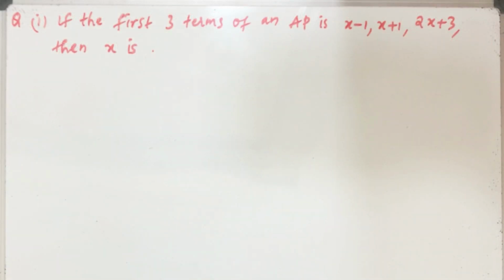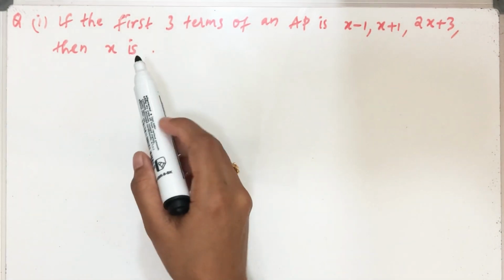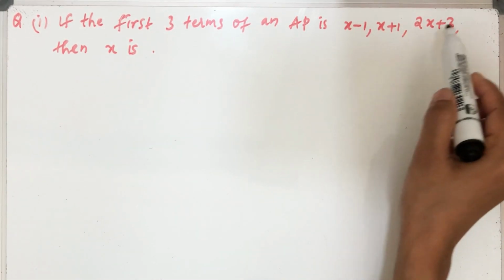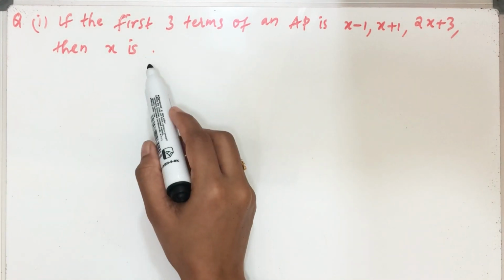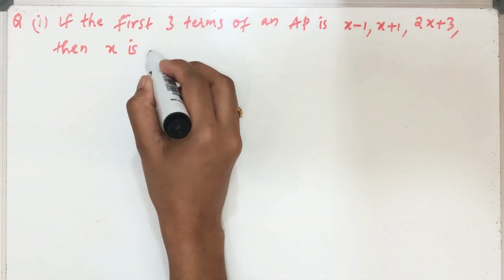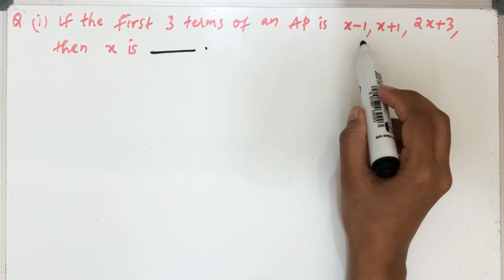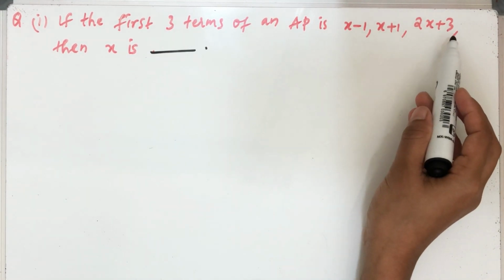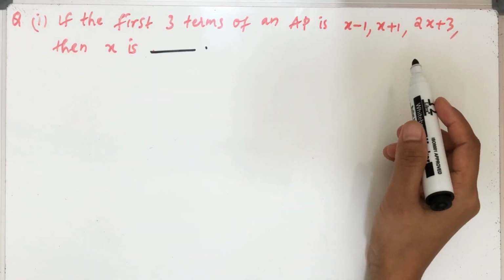Next question, we have three parts, we can see one by one. First one, if the first three terms of an AP are x minus 1, x plus 1, 2x plus 3, then we have to find x. Here first term is x minus 1, second term is x plus 1, third term is 2x plus 3. We can simply find x.